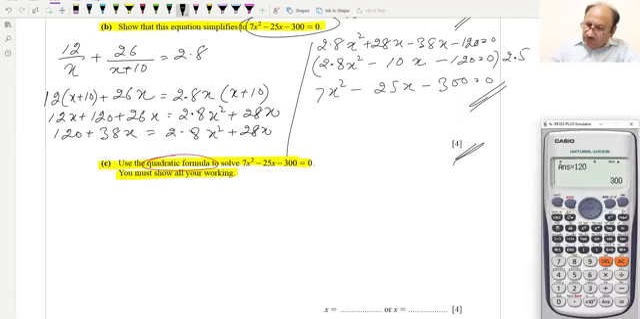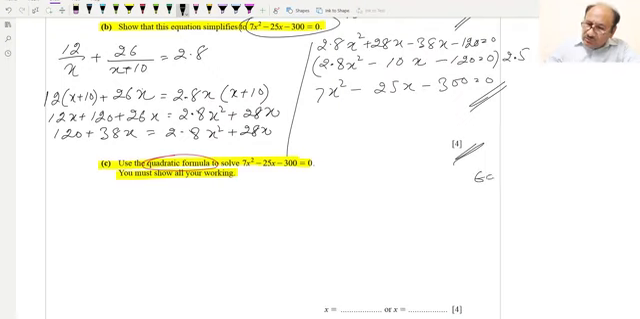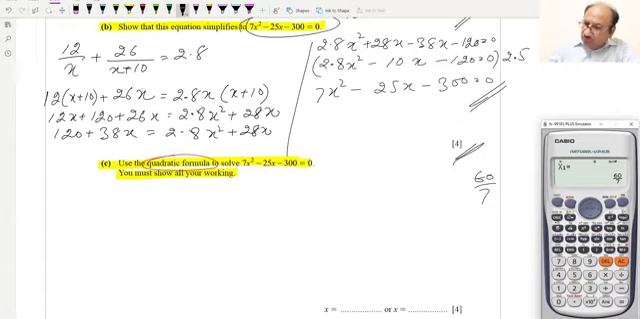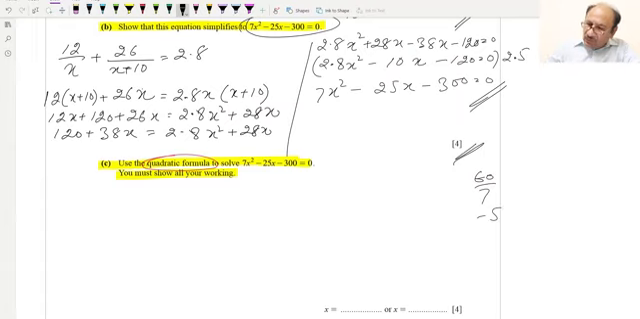But before solving this question, we can check the answer. Using Mode 5(3), the coefficient of x squared is 7, the coefficient of x is minus 25, and the constant is minus 300. This will be very helpful for you in the exam while solving. So 60 over 7, while solving you can figure out whether your answer is correct or not. This should be your answer. Now we will solve and check whether we get this answer or not.